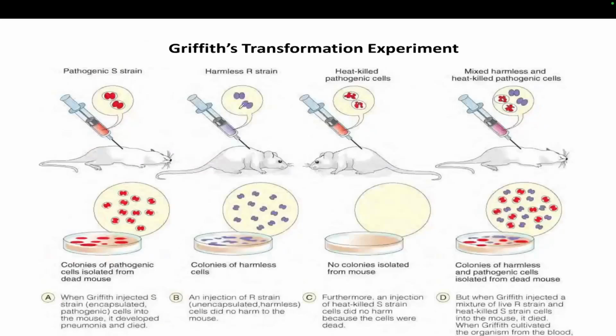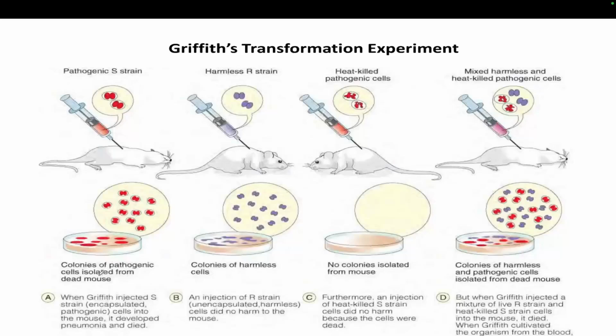So for that, one scientist, Griffith, did an experiment called the Griffith transformation experiment. Here, in mice, in the first group he gave the pathogenic sensitive strain, and in the second group he gave the resistant strain. In the third group he killed the pathogenic strain and then injected it into the mice, and in the fourth group he mixed both and then injected them into the mice.